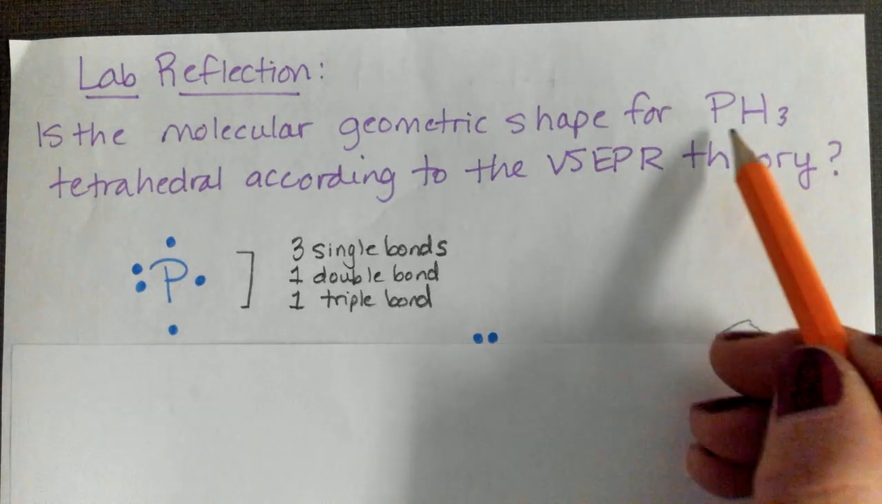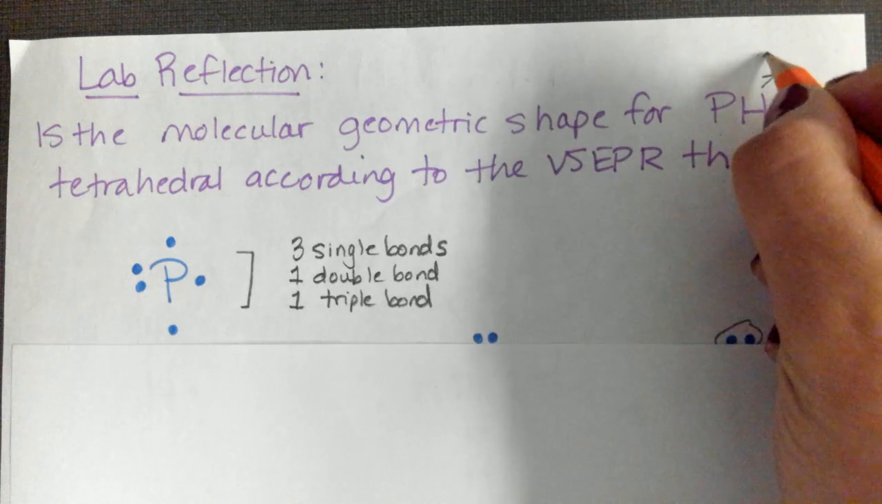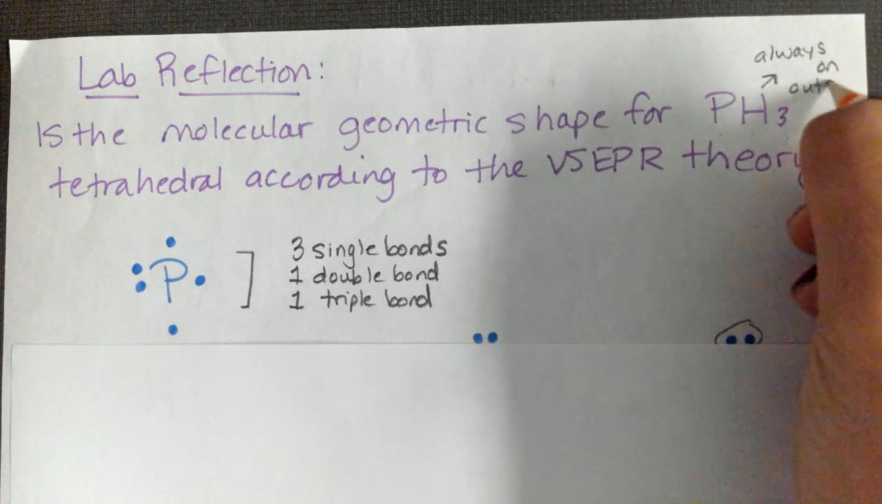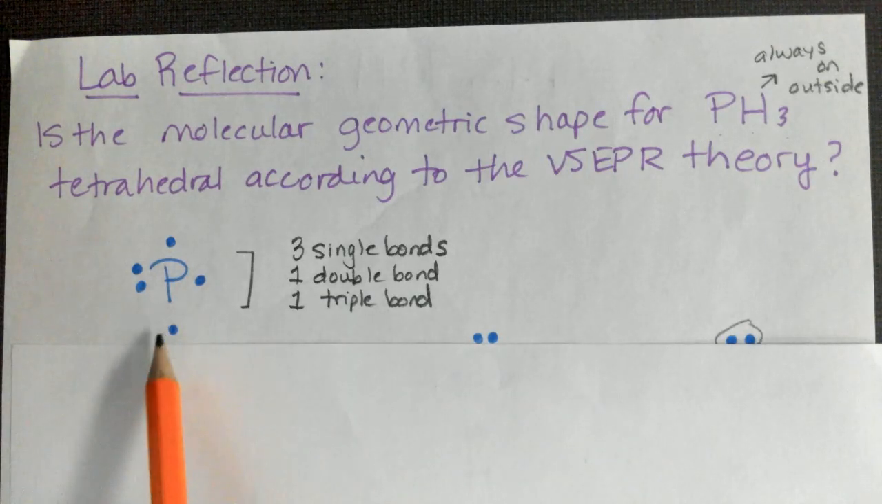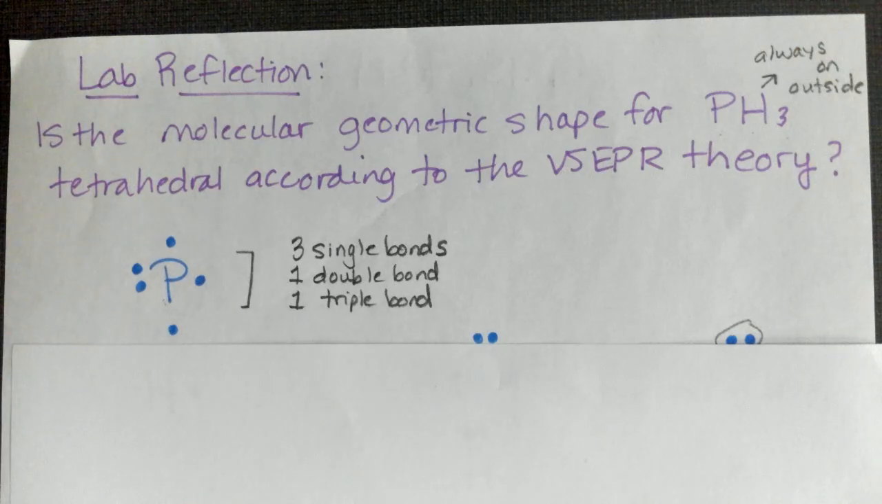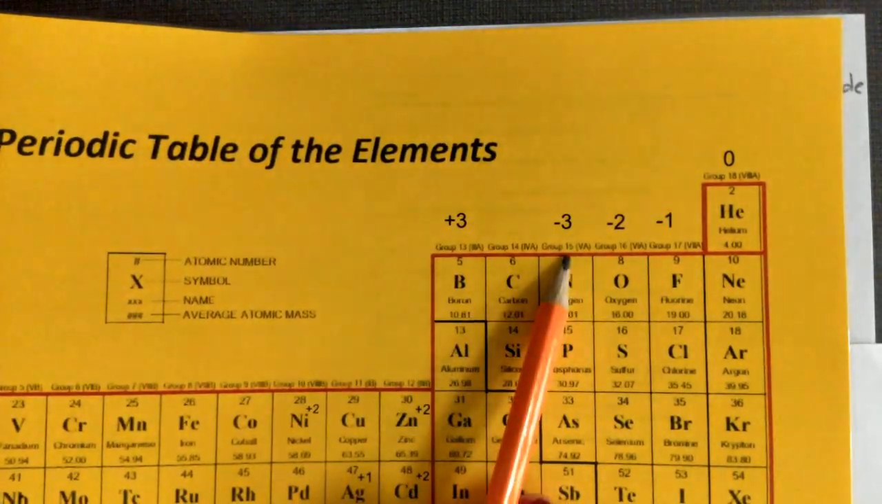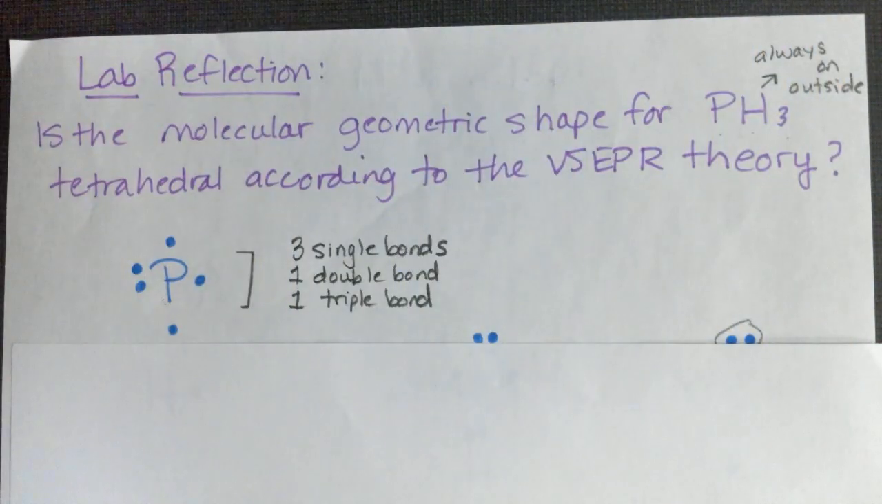So given I have PH3, we know that H's are always on the outside. The reason they're always on the outside is because they can only hold 2 valence electrons, and they can only form one single bond. So looking at our structure here for phosphorus, we know phosphorus is in group 5, or group 15, so that means it's going to have 5 valence electrons.